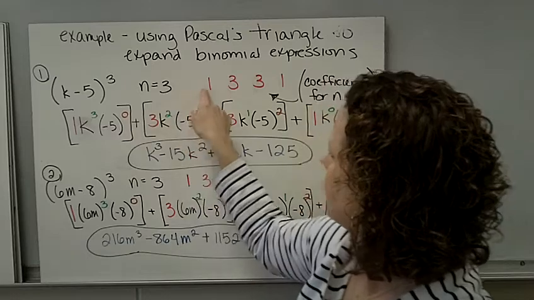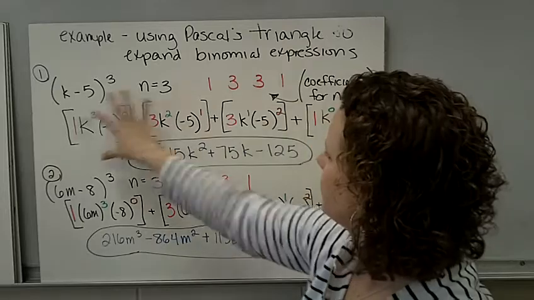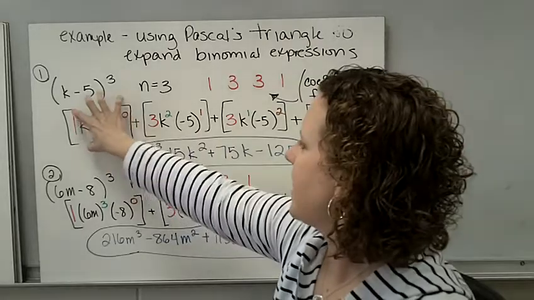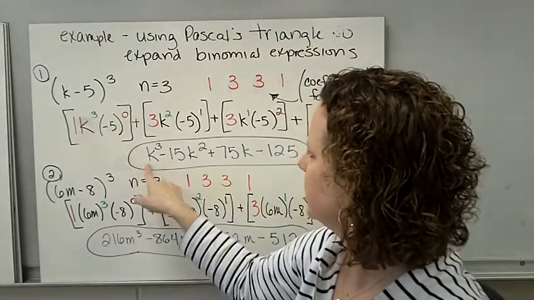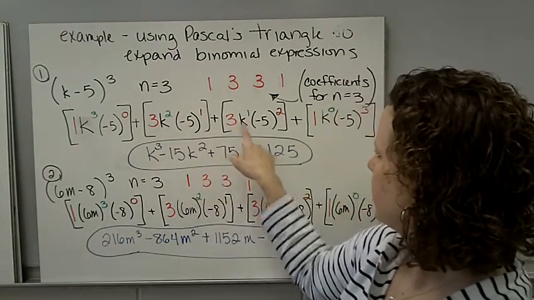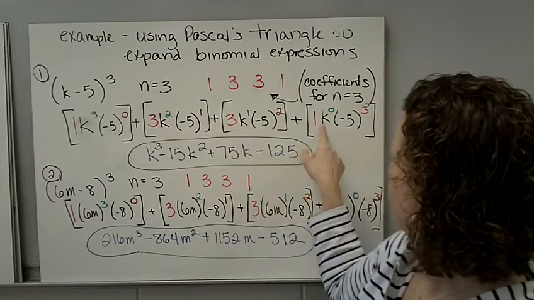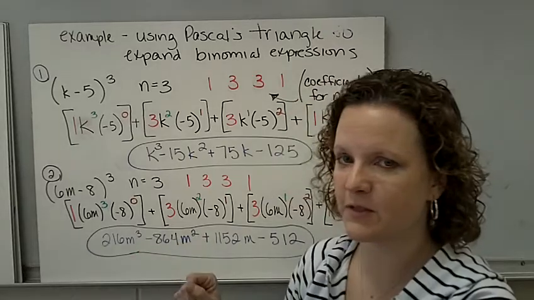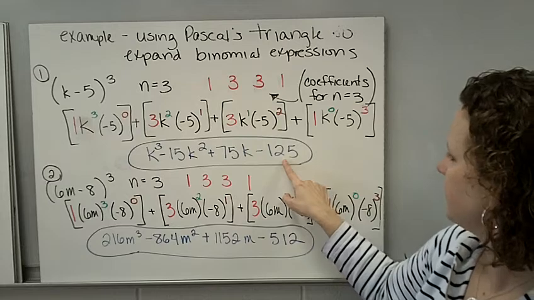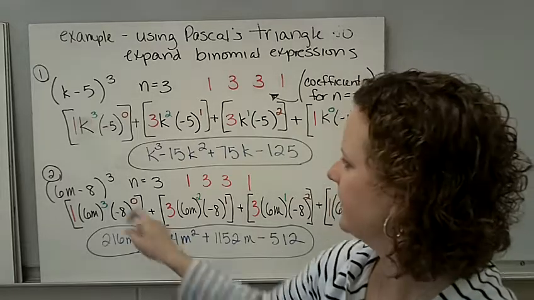These are the coefficients written in red, 1, 3, 3, and 1. That's the pattern in Pascal's triangle that we're going to work with. I do the math. k to the third, coefficient 1. 3 times -5, k to the second. 3 times -5 squared, this is 25 times 3. k to the first. k to the 0, anything raised to the 0 power is 1. And -5 to the 3rd is negative 125. So you recognize the pattern, you can do it.